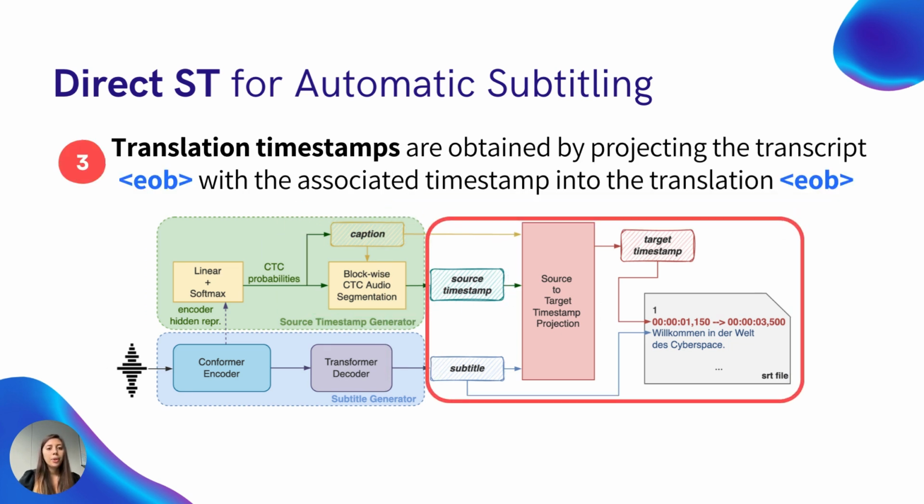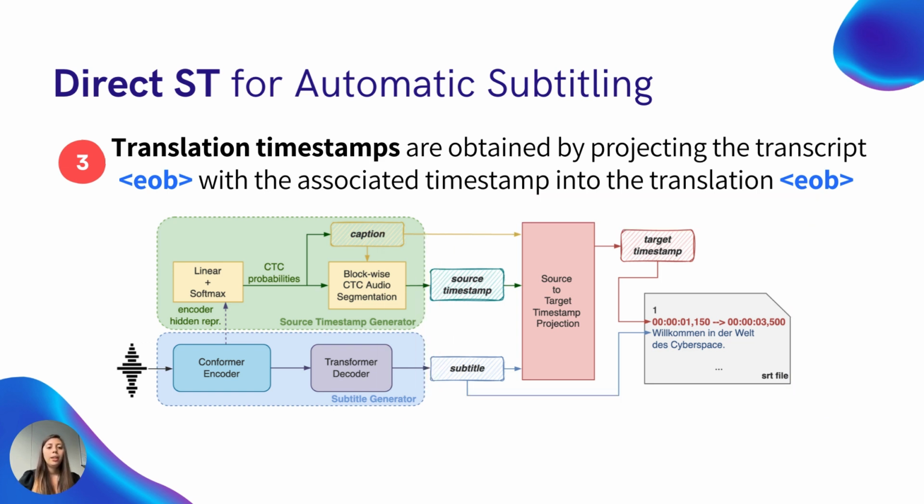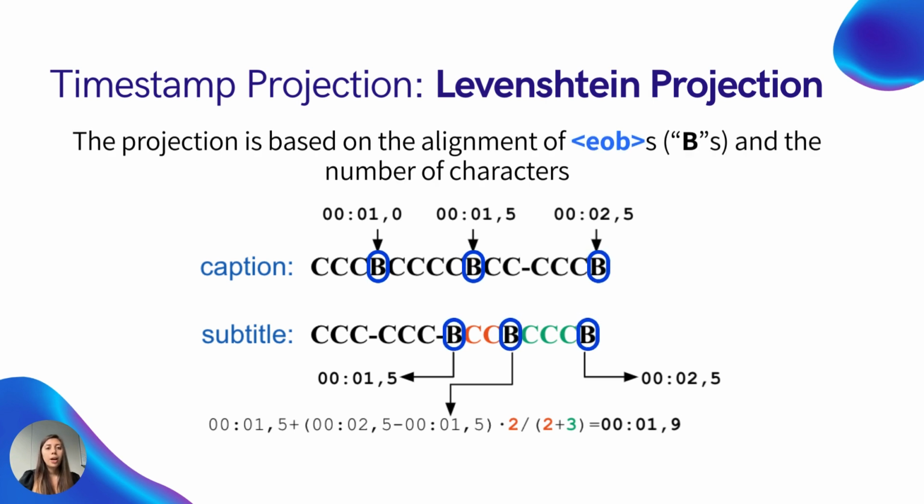The last step is to obtain the translation timestamps, and this is realized by projecting the transcript's end of block with the associated timestamp into the translation end of blocks. And this is done by a timestamp projection algorithm. We propose in the paper a Lagrange time projection, in which the projection is based on the alignment between the end of blocks that are transformed in B's and the number of characters, here T.